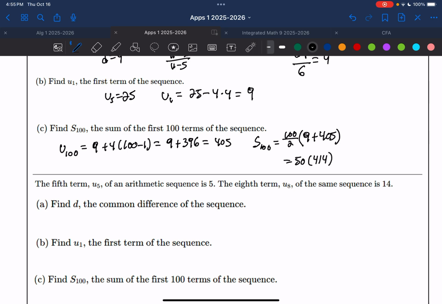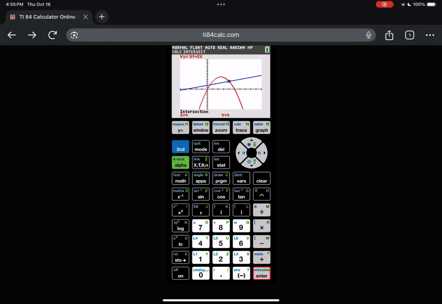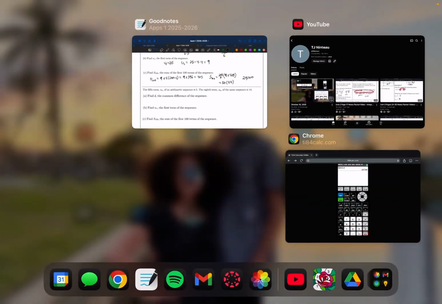All right. And that's going to be, so 5 times 414 would be 2070. So it's going to be 20,700. Let me check my math on that. 50 times 414. Yep. All right.